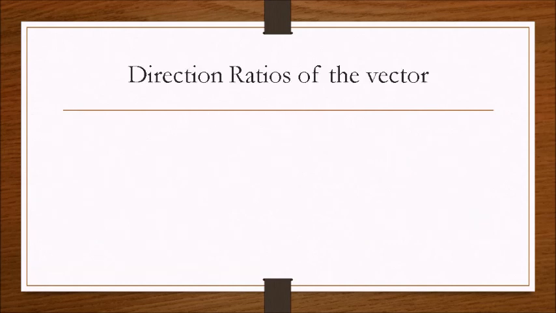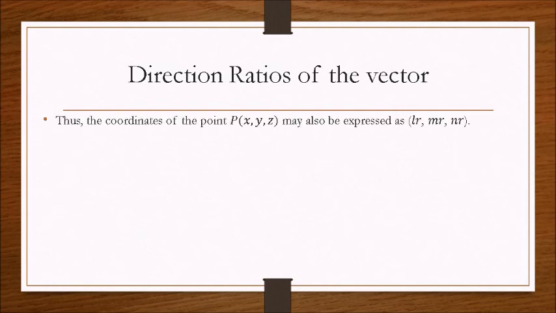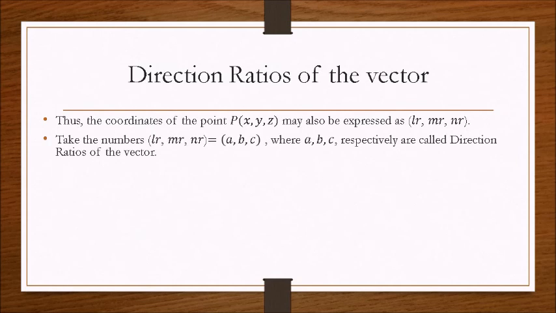Next we move on to the topic direction ratios of the vector. Let us start from what we know already. We know that the coordinates of the point P(x, y, z) can also be expressed as lr, mr, nr, since x equals lr, y equals mr and z equals nr. Next, we take the numbers lr to be equal to a, mr to be equal to b, and nr to be equal to c, where these numbers a, b, c are called the direction ratios of the vector.